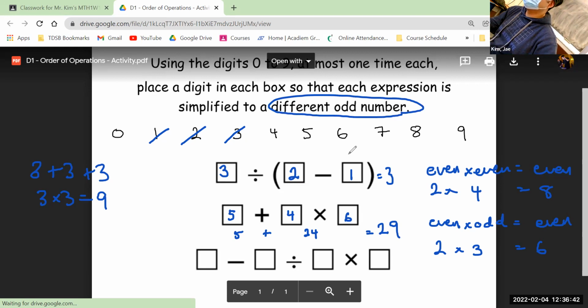Oh, that's what you were doing. That's why you're getting stuck. And the third one, that means I used up 4, 5, and 6. I have 0, 7, 8, and 9.